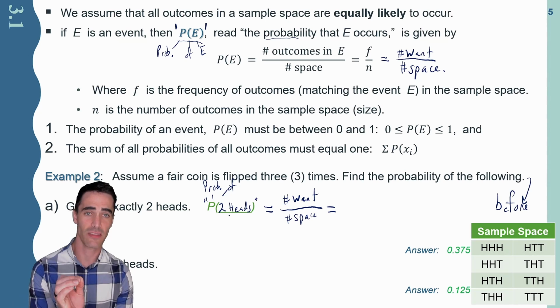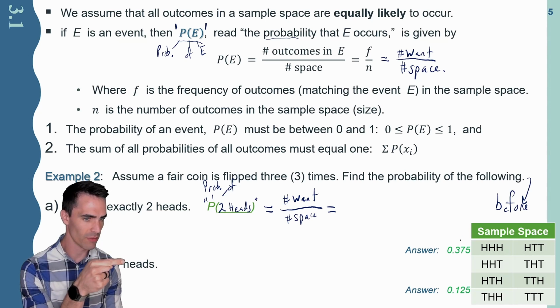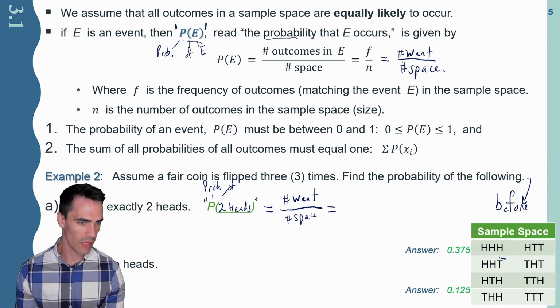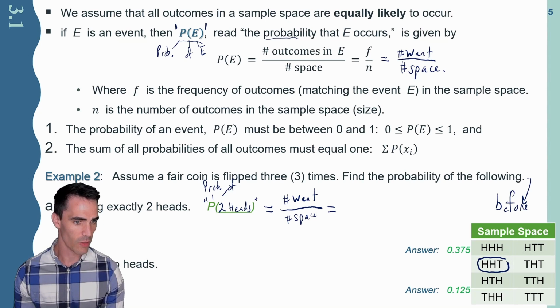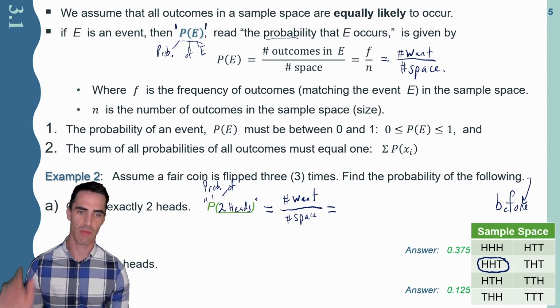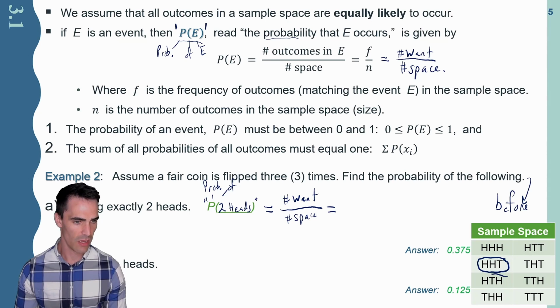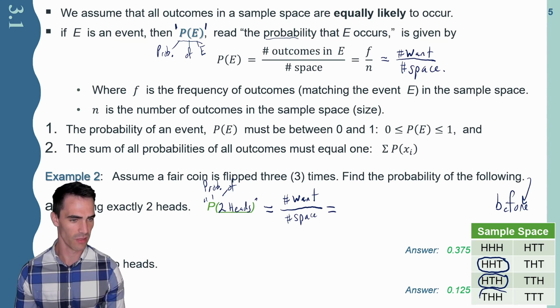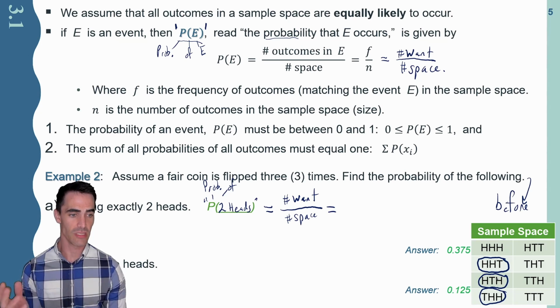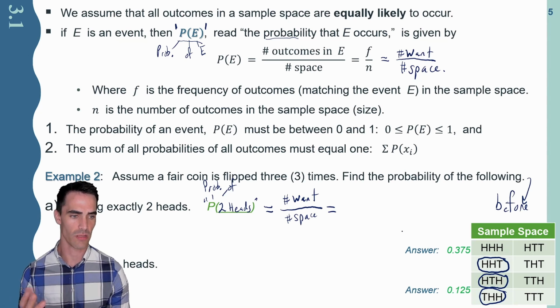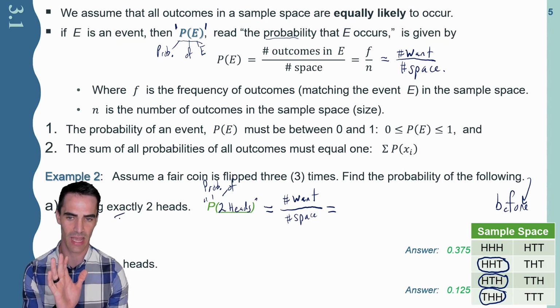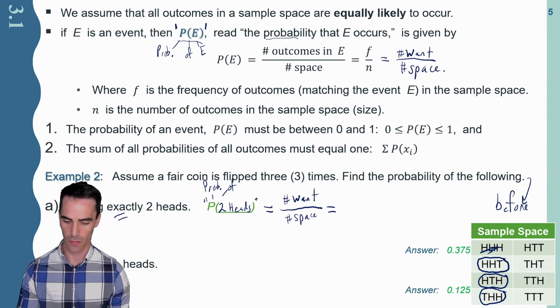Again, I want exactly 2 heads. I can look over at my little sample space over here. Here's one. This outcome is what I want. 2 heads and a tail. Yep, that's exactly 2 heads. Down over here, heads, tails, heads. That one's it as well. And then look at this one down below. These 3 events are exactly what I want. I don't want anything else because, again, I want exactly 2 heads. So, sorry, 3 heads does not fit that quota.